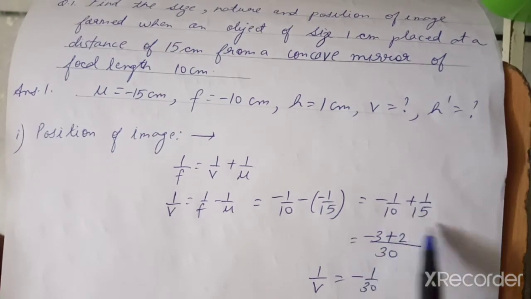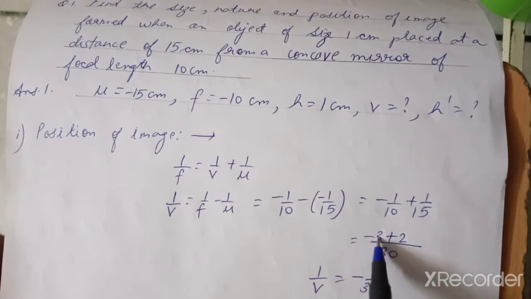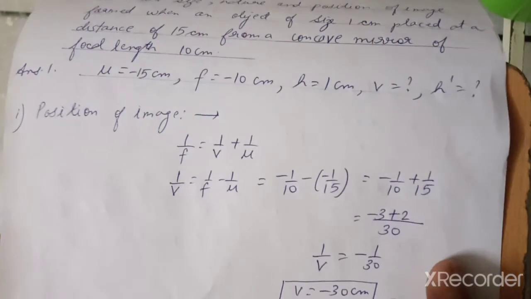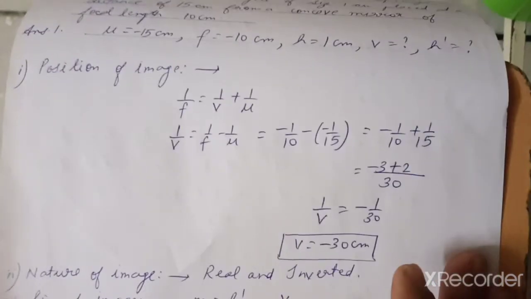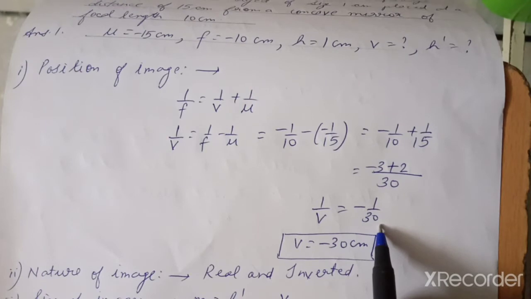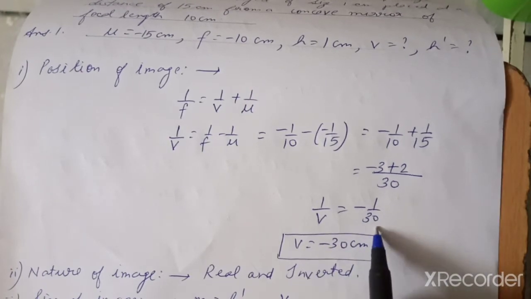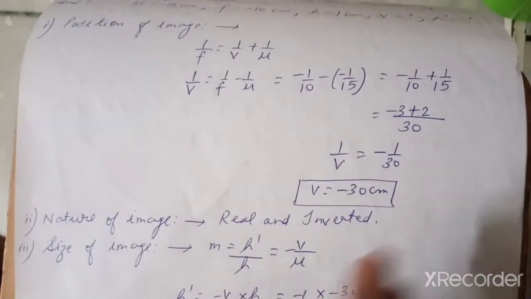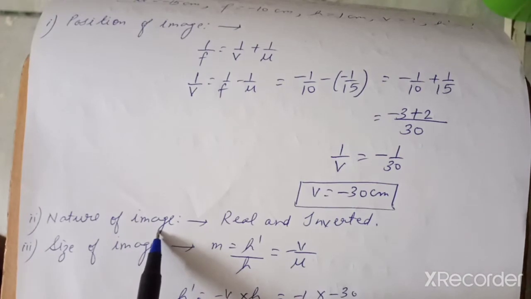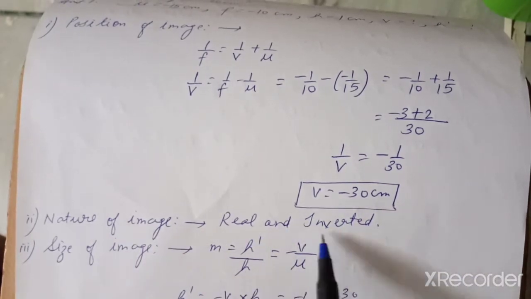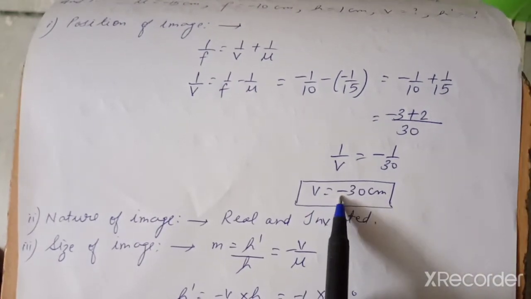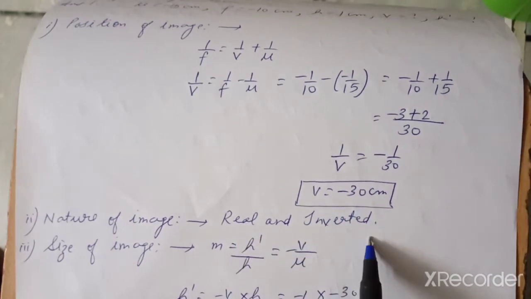When you solve, you get minus 3 plus 2 over 30, so you take the difference and get minus 1 by 30. Since 1 by v equals minus 1 by 30, we take the reciprocal and get v equals minus 30 centimeter. Now the second part asks the nature of image. What is the nature of image? It would be real and inverted. How can we say? Because we are getting the minus sign here. Minus sign means it is below the principal axis, and below the principal axis means a real and inverted image.